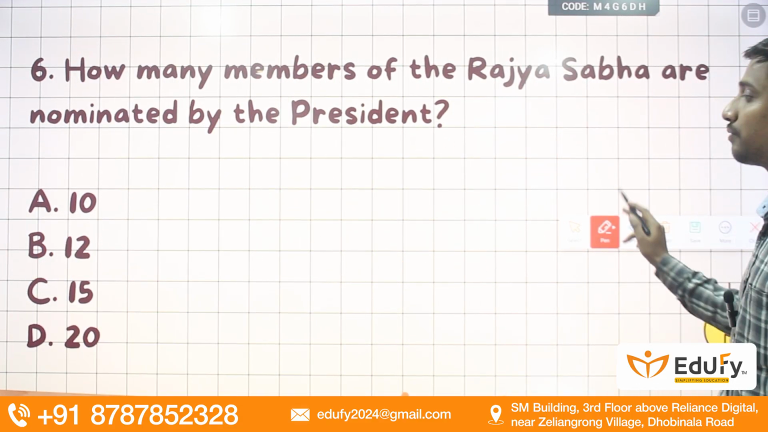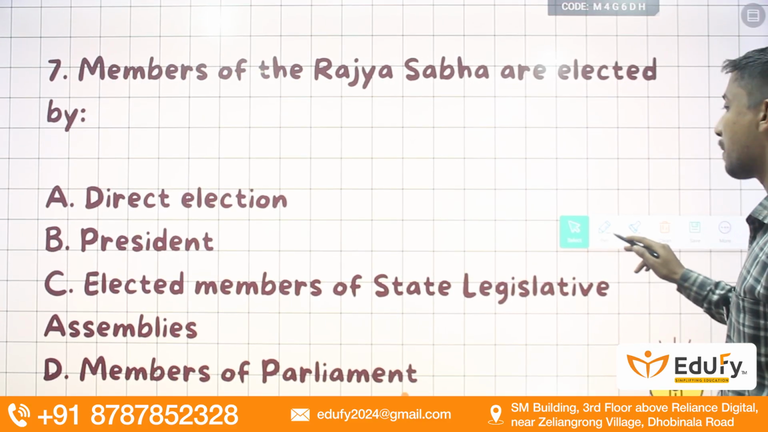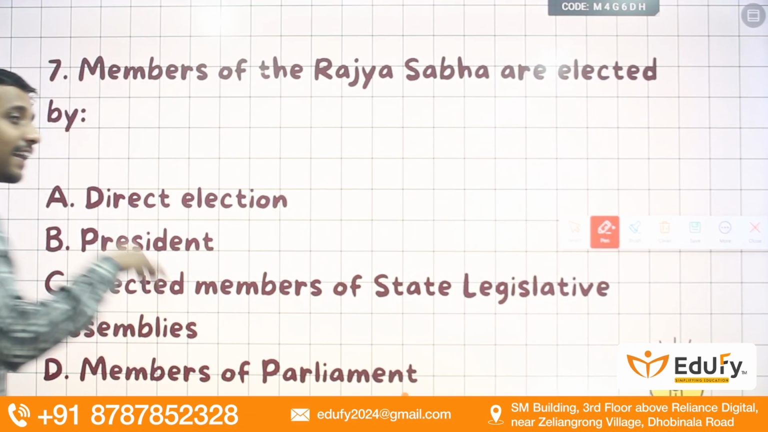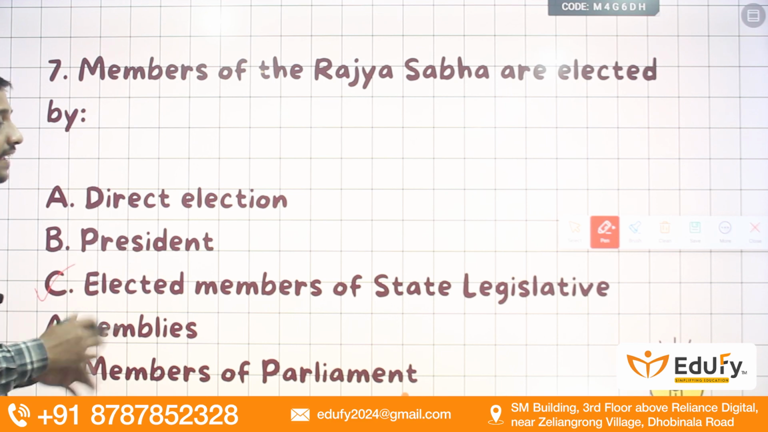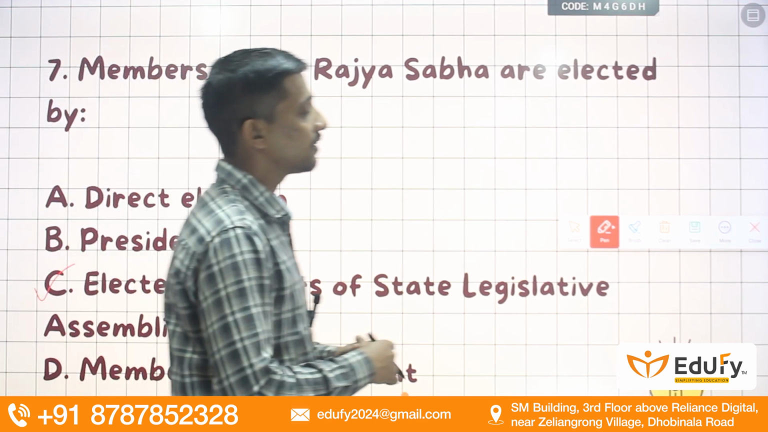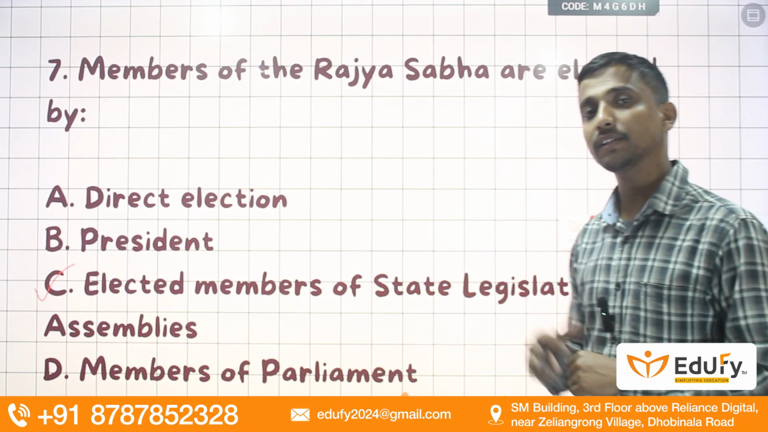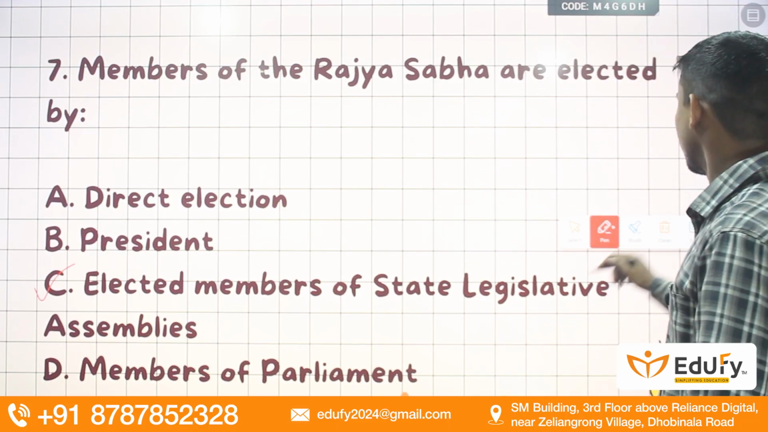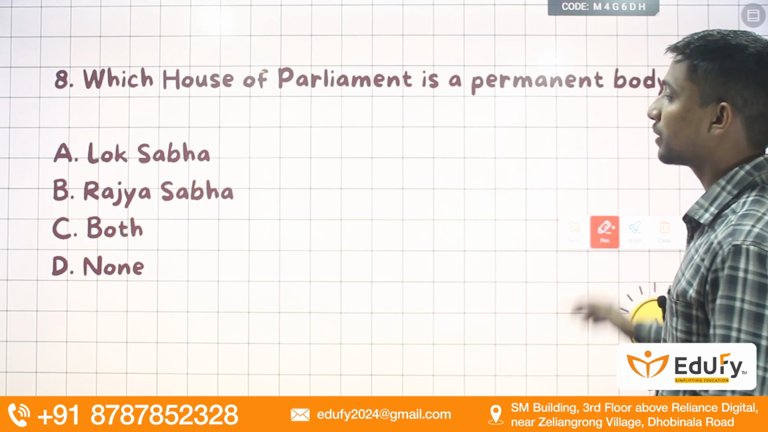Moving towards the next slide, we have: members of the Rajya Sabha are elected by. So remember, guys, members of the Rajya Sabha are not directly elected by the common people. However, they are elected by the elected members of the state legislative assemblies. Remember that they are elected by the members of the state legislative assemblies, similar to the presidential election, an indirect election. Moving towards the next slide, we have: which house of the Parliament is a permanent body?